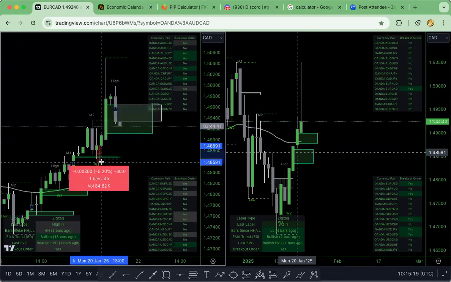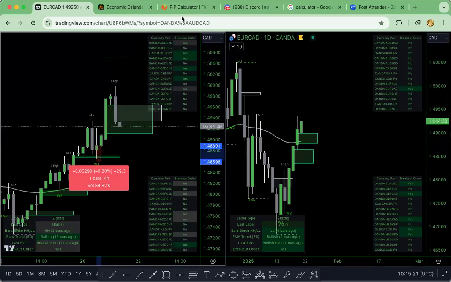Can you see my TradingView screen, everyone? Just to make sure. I'm in TradingView right now. Can everyone see TradingView? Let me just get a yes, please. If you can see TradingView, just so I know that I'm not talking on the wrong screen. Okay, thank you.